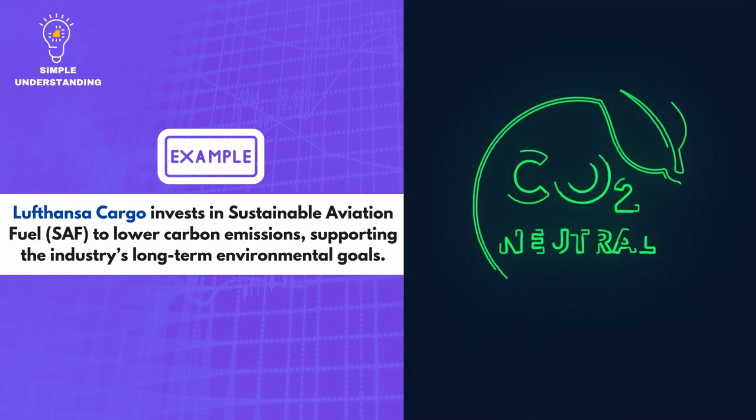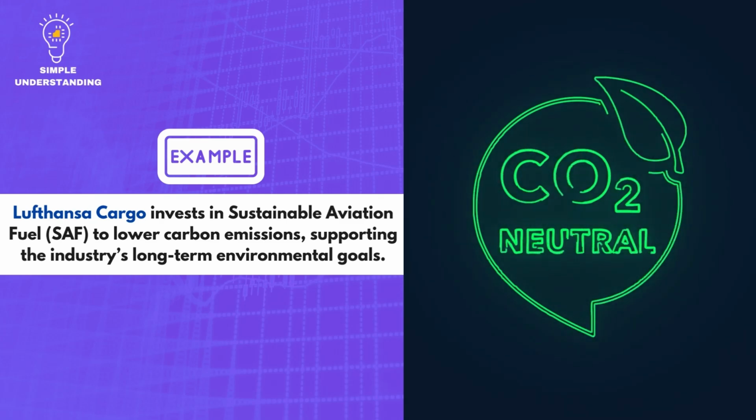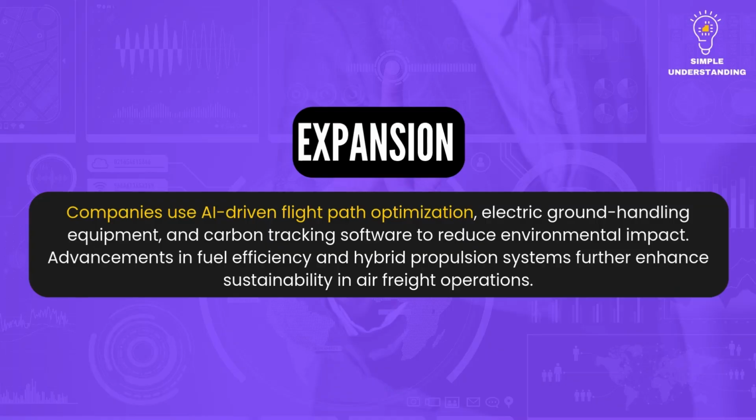Real company example: Lufthansa Cargo invests in sustainable aviation fuel, SAF, to lower carbon emissions, supporting the industry's long-term environmental goals. Expansion: companies use AI-driven flight path optimization, electric ground handling equipment, and carbon tracking software to reduce environmental impact. Advancements in fuel efficiency and hybrid propulsion systems further enhance sustainability in air freight operations.